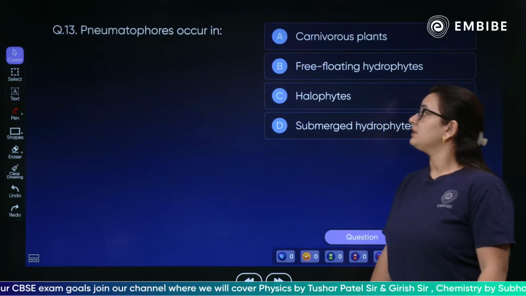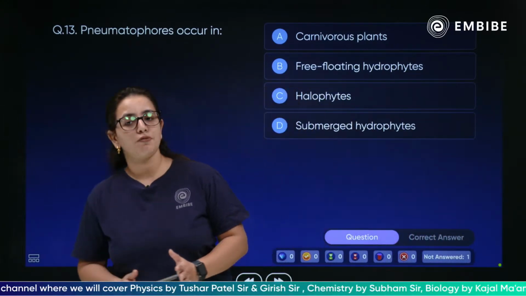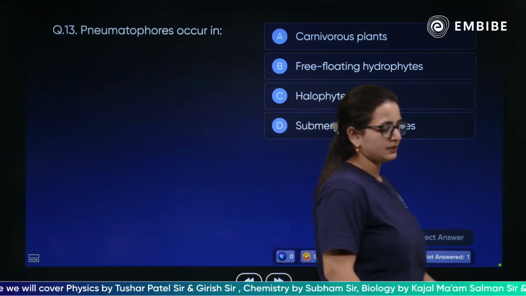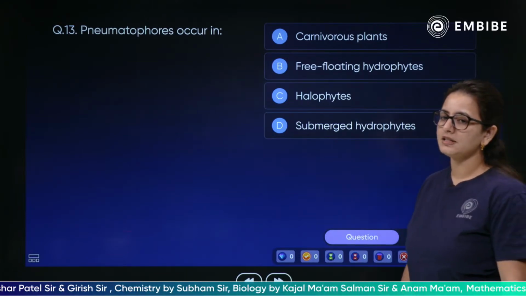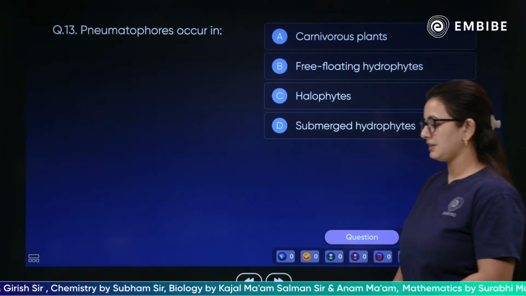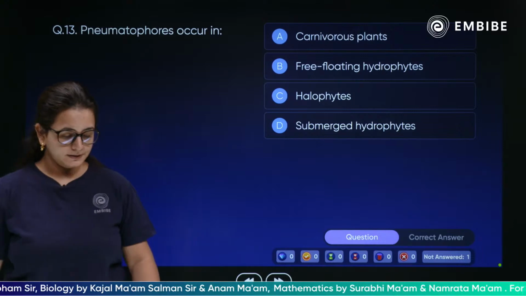Next we have pneumatophores. Pneumatophores are a specialty of which plants? They occur in carnivorous plants, free-floating hydrophytes, halophytes or submerged hydrophytes. In which plant are they basically present?